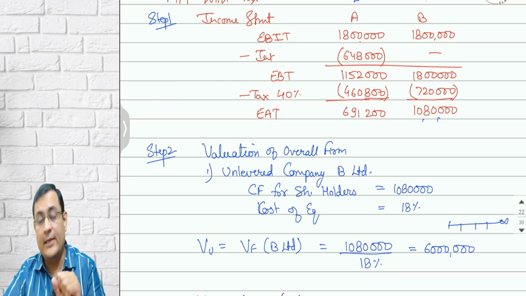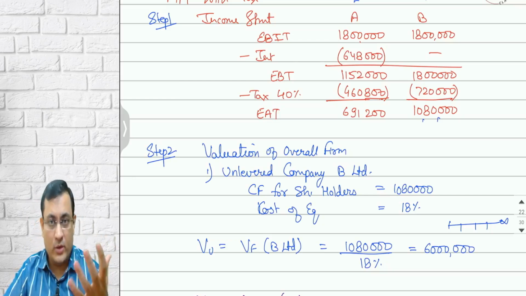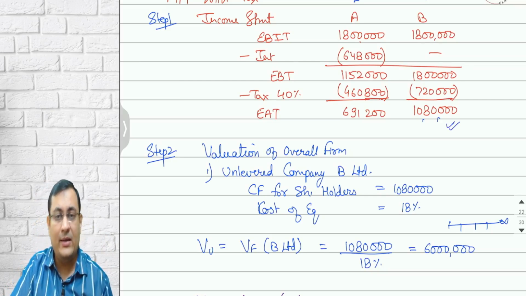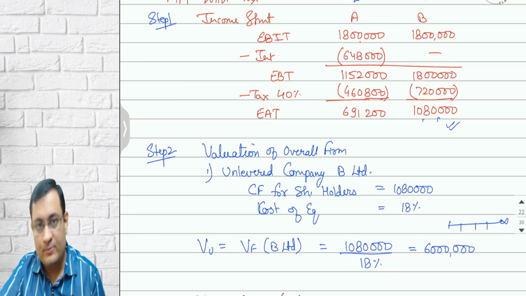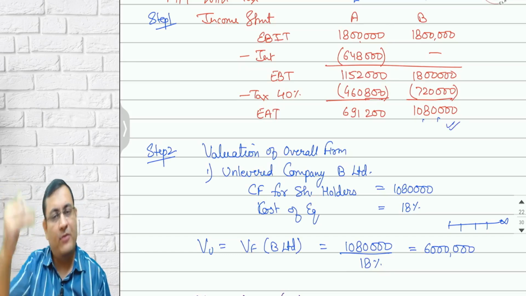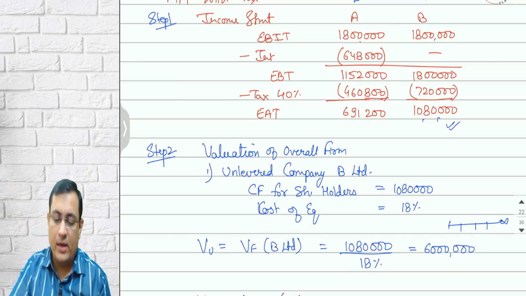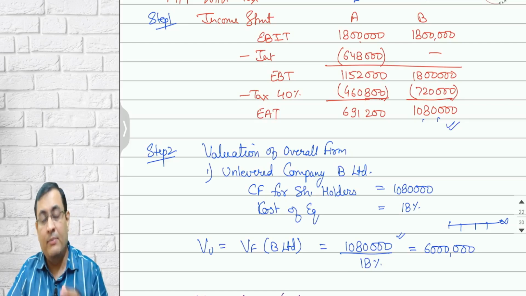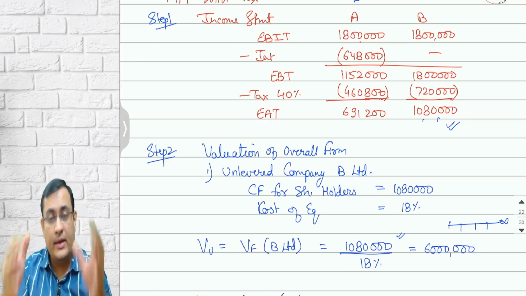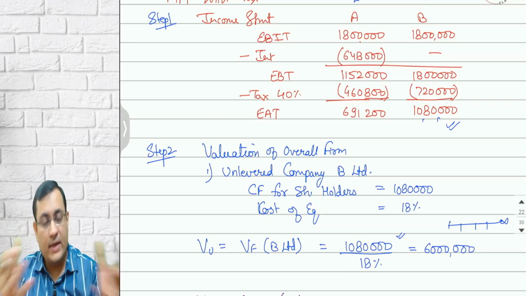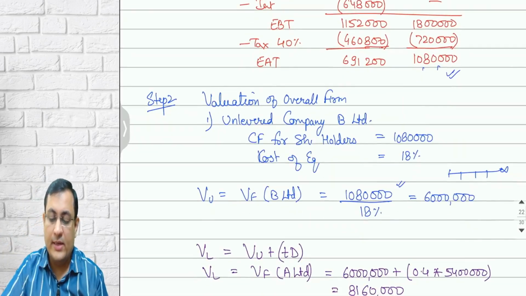Value of unlevered is equal to the perpetual constant cash flow model. So equity investors are going to get 10,80,000 every year till infinity. Discounting means CF upon I, your discounting cash flow divided by your discounting rate. So valuation will be 10,80,000 divided by the cost of equity of 18%, and the cost of equity in case of unlevered is equal to its WACC also, because there is no impact of debt. So valuation is 60 lakh.